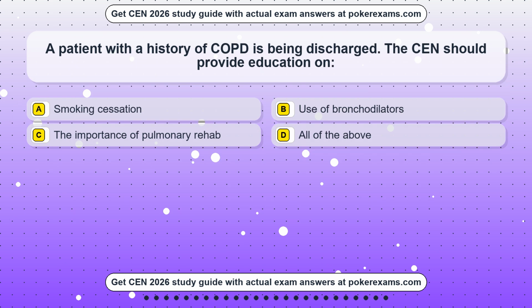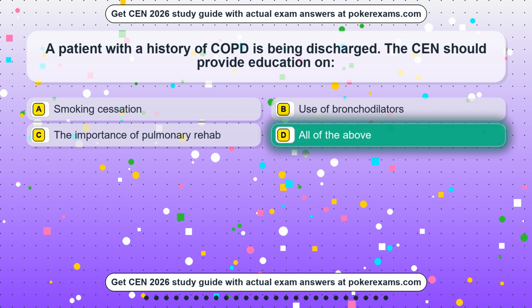Question 12. A patient with a history of COPD is being discharged. The CEN should provide education on: Option A, smoking cessation. Option B, use of bronchodilators. Option C, the importance of pulmonary rehab. Option D, all of the above. The correct answer is option D, all of the above.